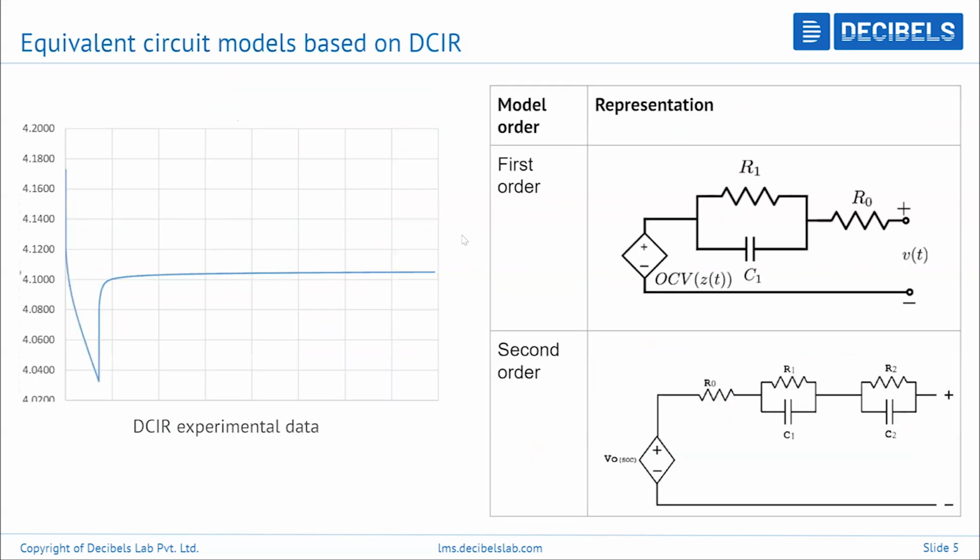Okay. And with the DCR based data, right? We can represent the cell models, like first order, second order. Okay. And there are third order as well. You're just increasing the RC blocks. Okay. So other than your resistance and capacitor, you won't be seeing any other elements in this DCR based approach, or whatever data we capture from the DCR. Okay. So this is about DCR.